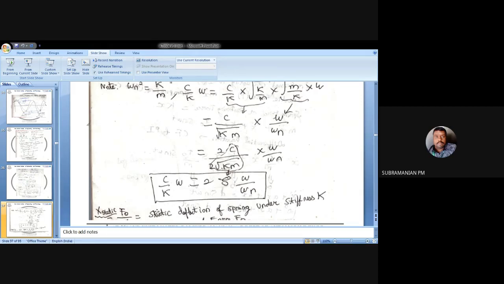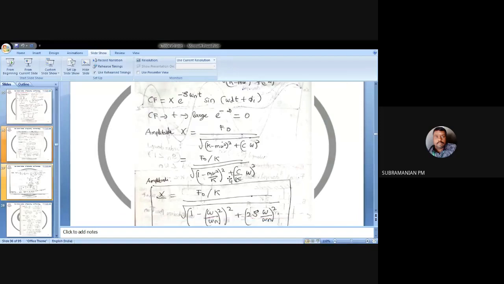Okay. So static deflection will be force by stiffness. Here I am having a stiffness, that is F naught by K. So F naught by K will be the static deflection of the spring with stiffness K, when it is subjected to a force F naught. So for the spring, force acting is F naught, stiffness is K, and if you want to find the static deflection, F naught by K. So please remember this.